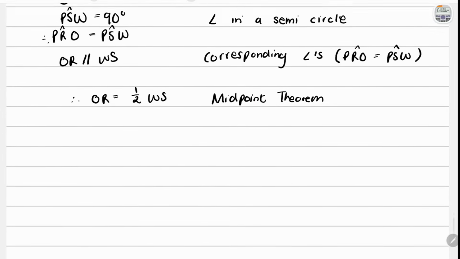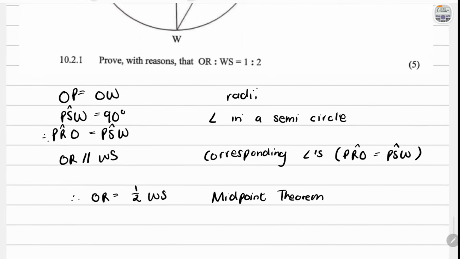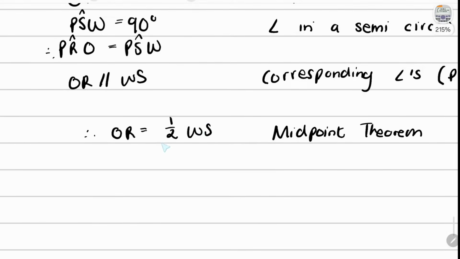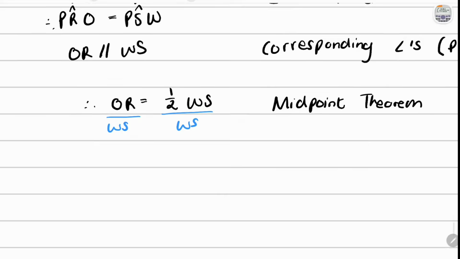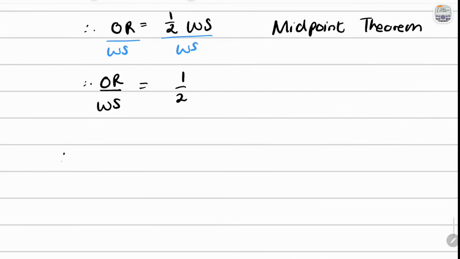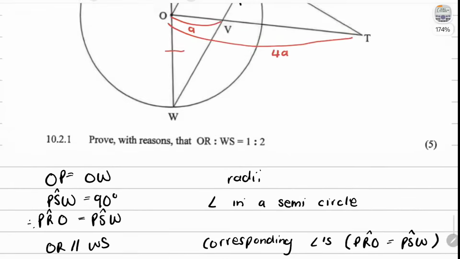Since we have that now, you can actually still make it look like that. Look at what we can do here. We can divide both sides by WS. So WS and WS. Or you could just say it with logic because it's really the same thing. So OR over WS is therefore equal to, you see that those cancel there, a half. So that proves that OR to WS is equal to 1:2. Like that. So that's another way that we can write it down.